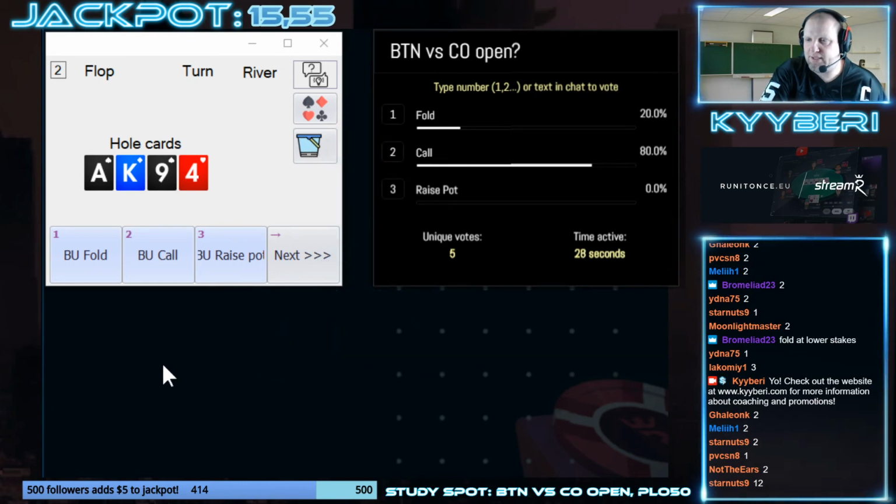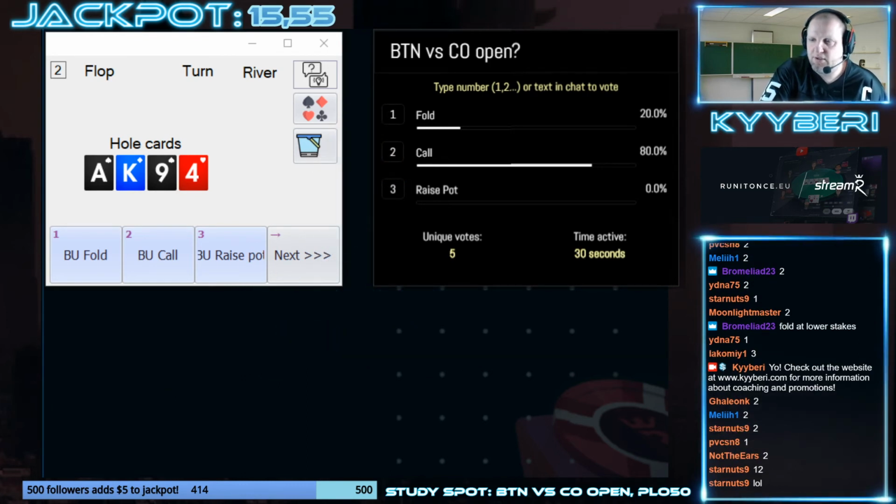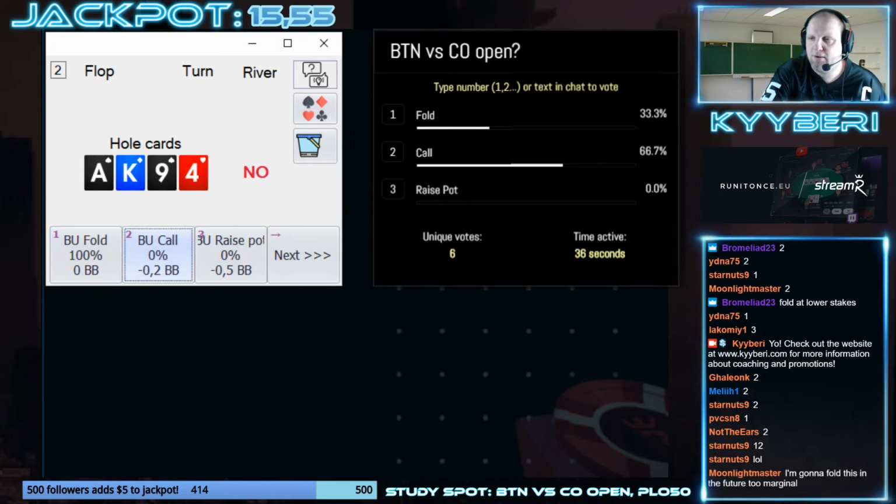And now we'll get some deviation. 80-20. Wow. Moonlight Master, you should fold in the future. I mean, now it's not even the same EV.